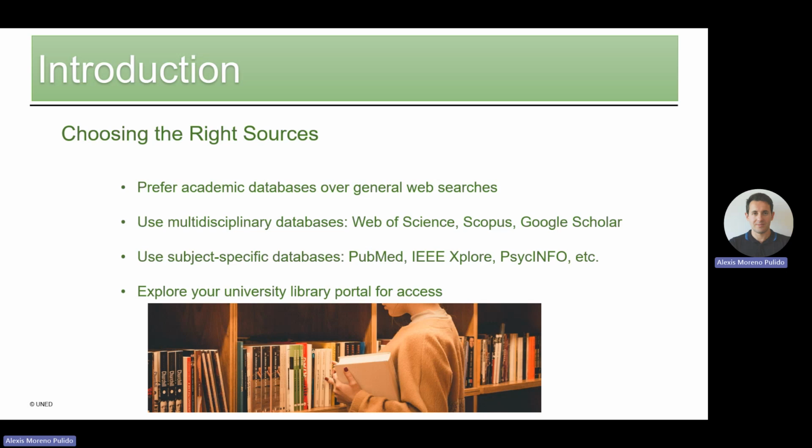It's worth exploring your institution's library website to see what databases and search tools are available to you. Remember that while a general search engine might give you quick results, academic databases will allow more precise searches and access to peer-reviewed literature that is critical for a PhD level review.